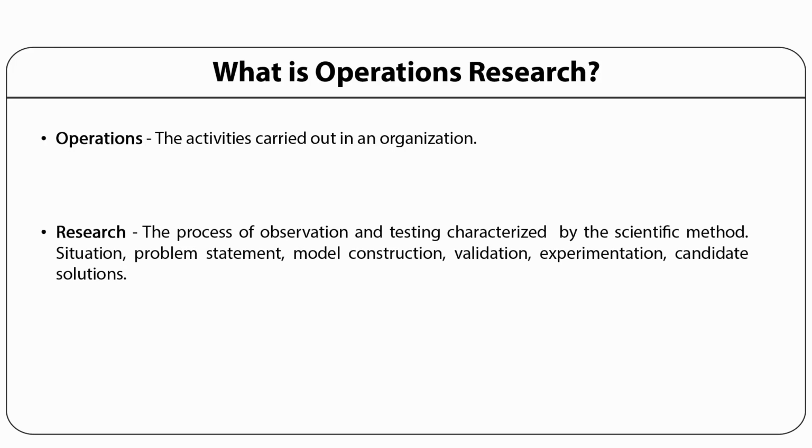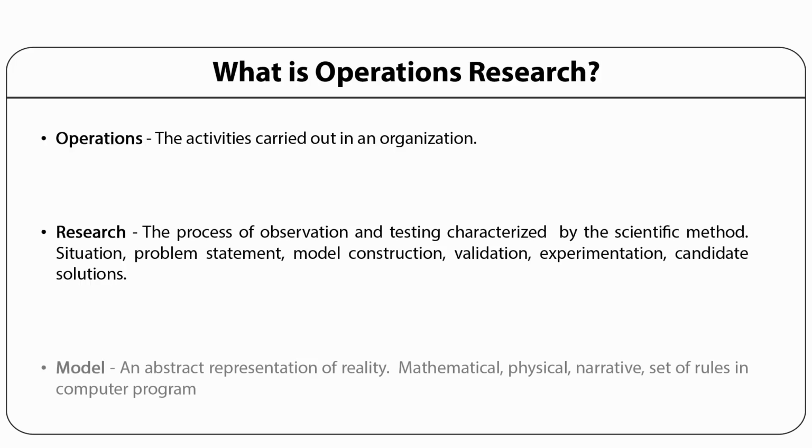Research is the process of observation and testing characterized by the scientific method. Situation, problem statement, model construction, validation, experimentation, candid solutions, etc. are some of the aspects related to research. In fact, when we construct a model, it is an abstract representation of reality. Mathematical, physical, narrative, set of rules in computer programs are referred to as models.